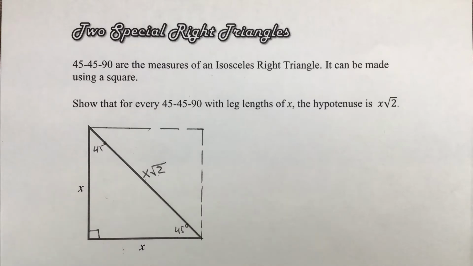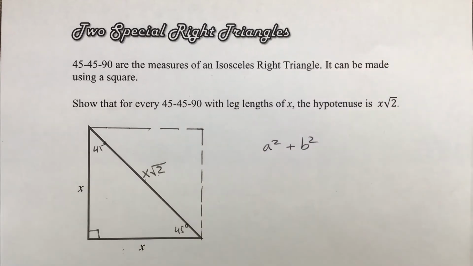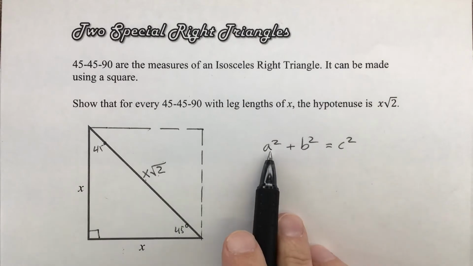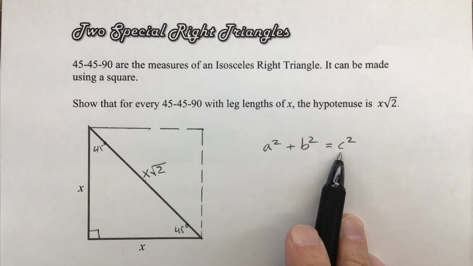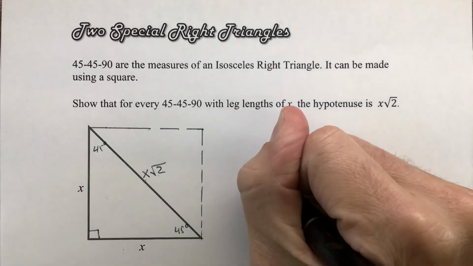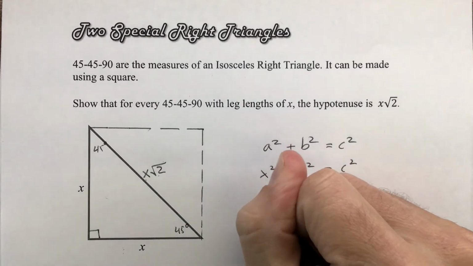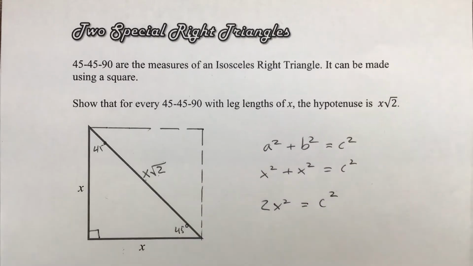We can figure it out using the Pythagorean theorem. We write it as a squared plus b squared equals c squared. What that means is that if you took the leg lengths and squared them, then added them together, you would get the hypotenuse squared. In this particular case, the leg lengths a and b are both x. So we would have x squared plus x squared. Those are like terms, so we can write this as 2x squared is equal to c squared.